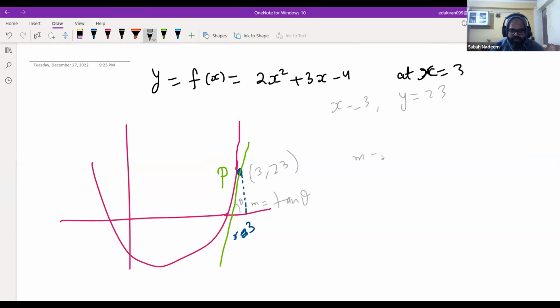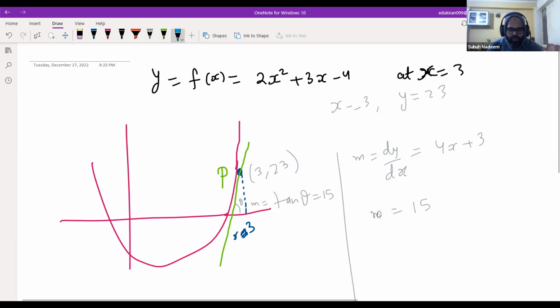So m is dy by dx. So you differentiated it. You got 4x plus 3. You put the value of x as 3, you get 15. So the slope is 15. So you got the slope 15, right? Next, you write the equation of the line, y is equal to mx plus b.